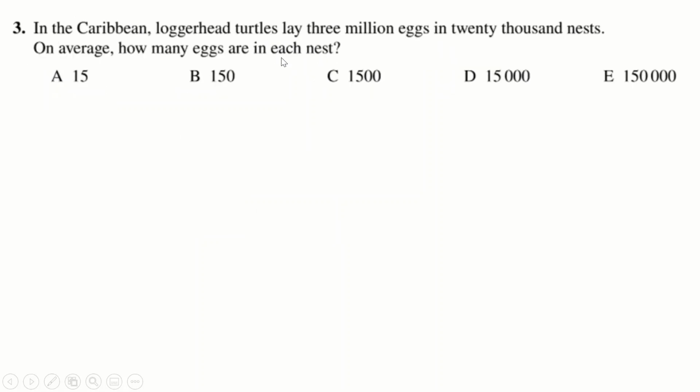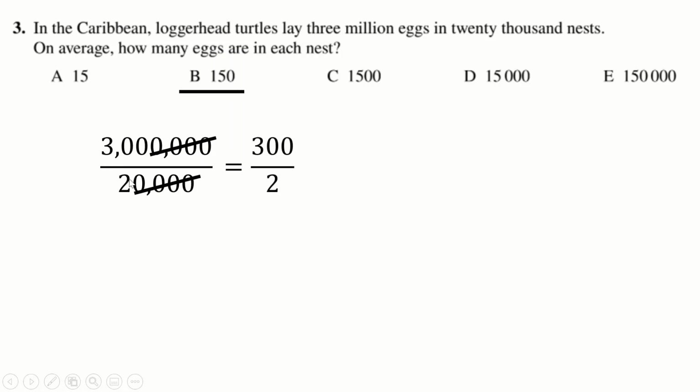Question number 3, so 3 million eggs in 20,000 nests, so we're going to have to divide 3 million by 20,000. Now, you could use a bus stop. I just stack them on top, and then I can cancel all of those zeros with all of these zeros, and I get 300 over 2, which is 150.